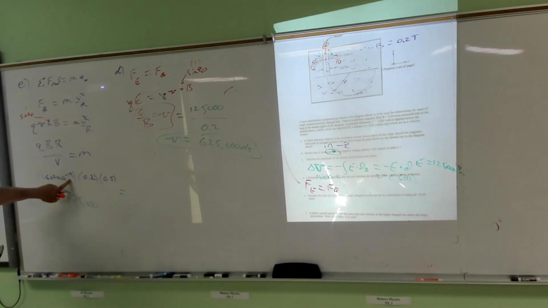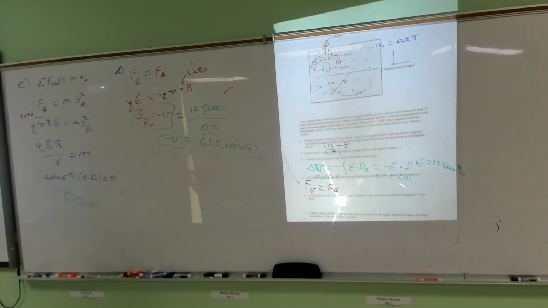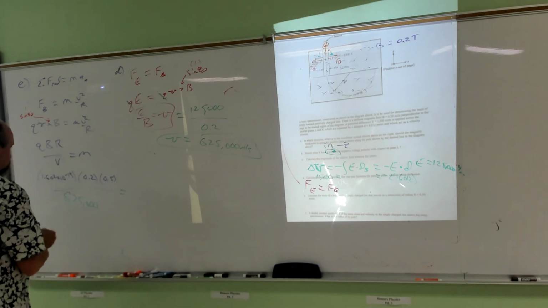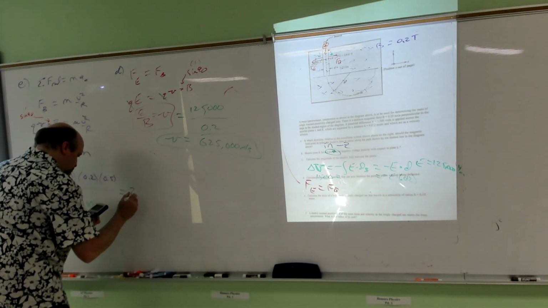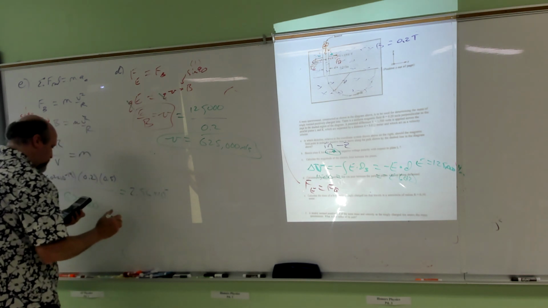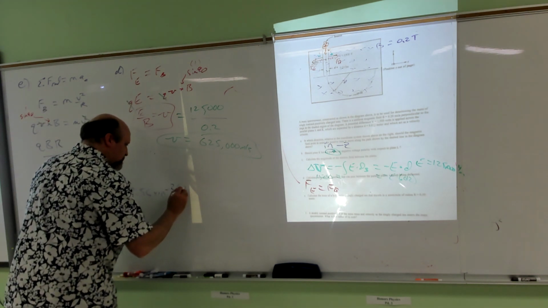Notice I got this 10 to the negative 19 power here. We're going to get an itty bitty mass, which makes sense. We're doing a single little ion. Here we go to the calculation. 1.602 times 2 times 5 divided by. So I got a mass of 2.56 times 10 to the negative, what's 19 and 7? 26 kilograms.